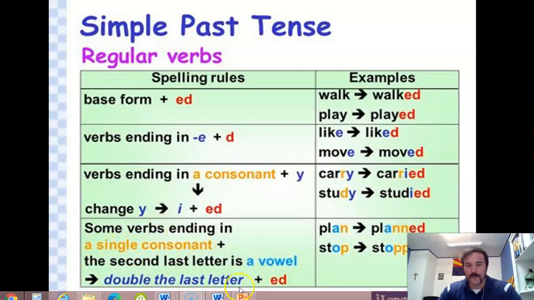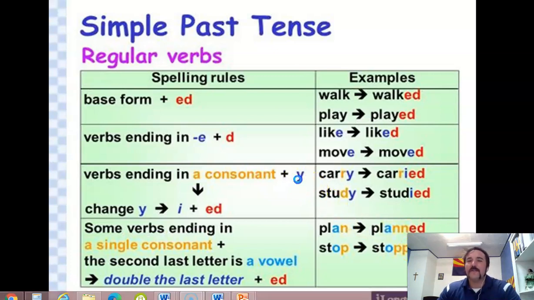And there are some of them that you have to actually double the last letter, like plan and stop. You actually double the n and add ed, or double the p here and add ed. Because if you don't, it would be planed and stoped. See the long vowel sound? Well, when you double it and add ed, it changes to a short vowel sound, like planned, which is exactly what it should be, and stopped, which is exactly what it should be.